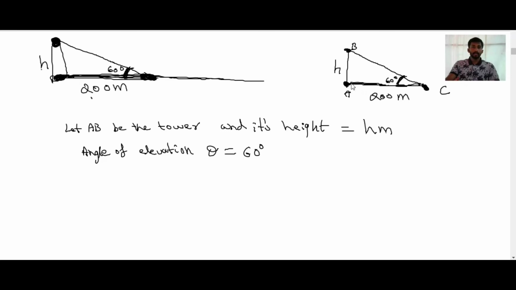Adjacent length is given, right? You need to calculate opposite. Now use the trigonometric function which contains adjacent and hypotenuse. What is sine theta? Sine theta is equal to opposite divided by hypotenuse. Okay, here adjacent is not included. Therefore, sine theta is not possible.